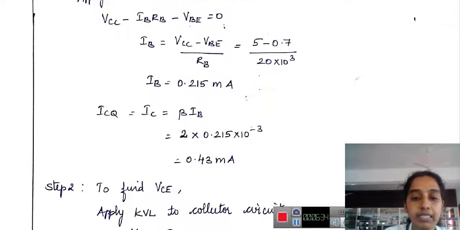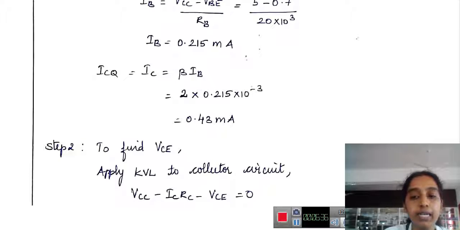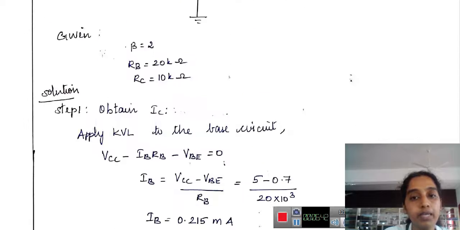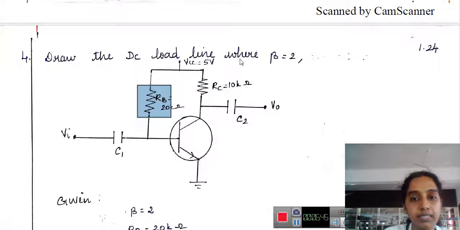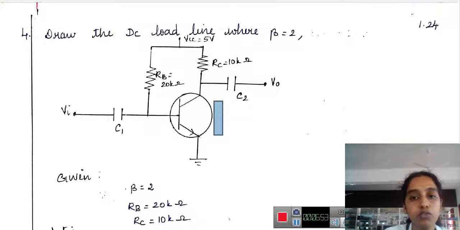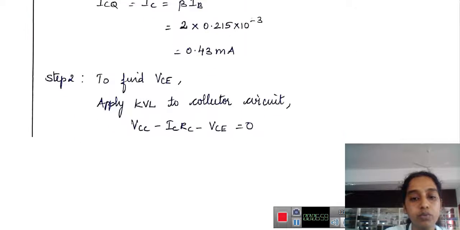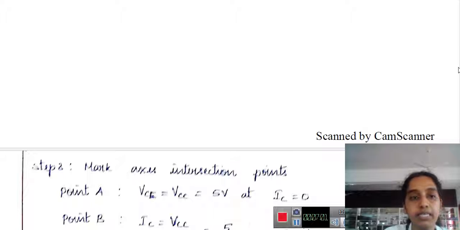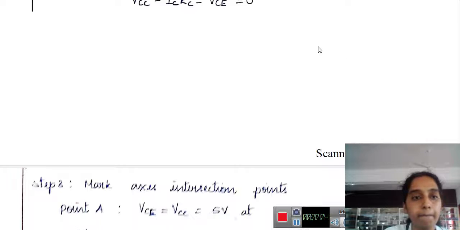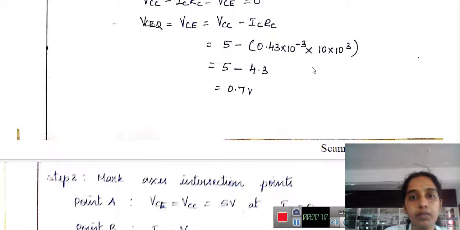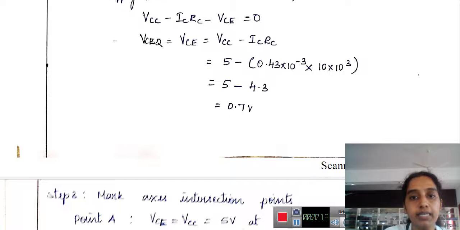To find VCE, I am going to apply KVL to the collector circuit or the output circuit. The KVL equation for the output circuit is VCC minus ICRC minus VCE equal to 0. From this equation, I can calculate the value of VCE.